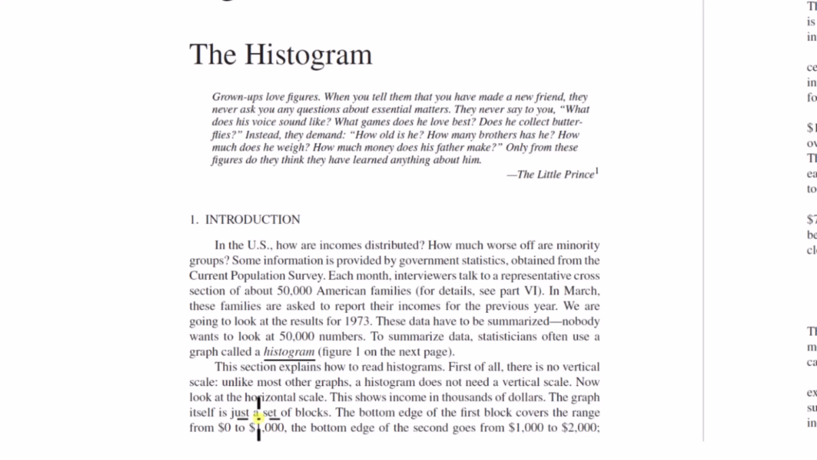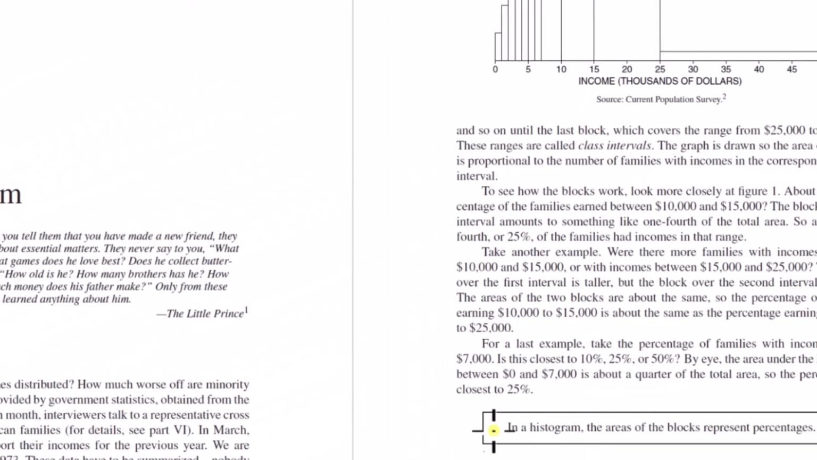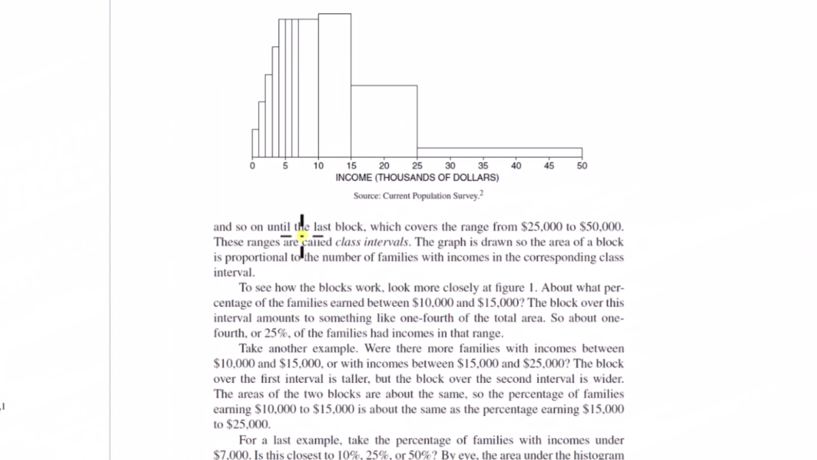The graph itself is just a set of blocks. The bottom edge of the first block covers the range from $0 to $1,000. The bottom edge of the second goes from $1,000 to $2,000. And so on until the last block, which covers the range from $25,000 to $50,000. So each block has a range. This goes from 0 to 1,000. This goes from 1,000 to 2,000. This goes from 15,000 to 25,000.